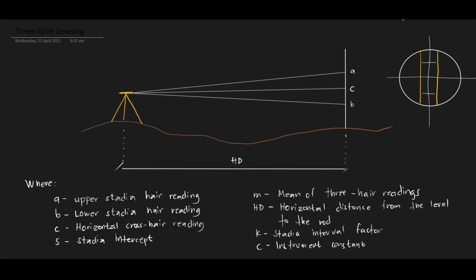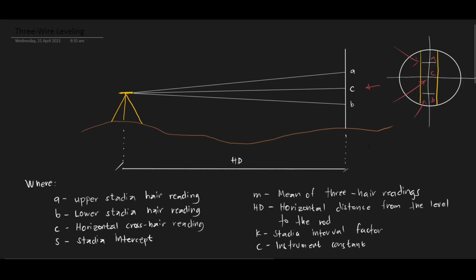So as you can see here on the right, if you look through the telescope, this is what you see. So we have a main crosshair here. Then we have an upper one and a lower one. So see right here, this is for C, this is for A, and this is for B. And not all of the automatic levelers have three crosshairs, but if yours happens to have one, then you can use that for precise leveling.